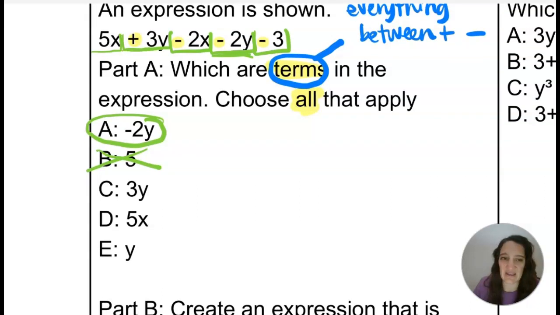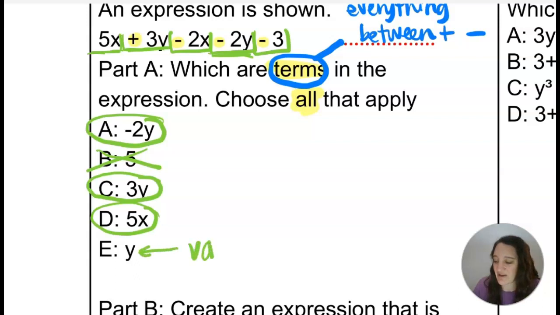Positive 3y is underlined, and that's the same as just 3y. 5x is also underlined, and there are some y's, but that's not the whole term. Let's use another vocabulary. Just the letters are variables.